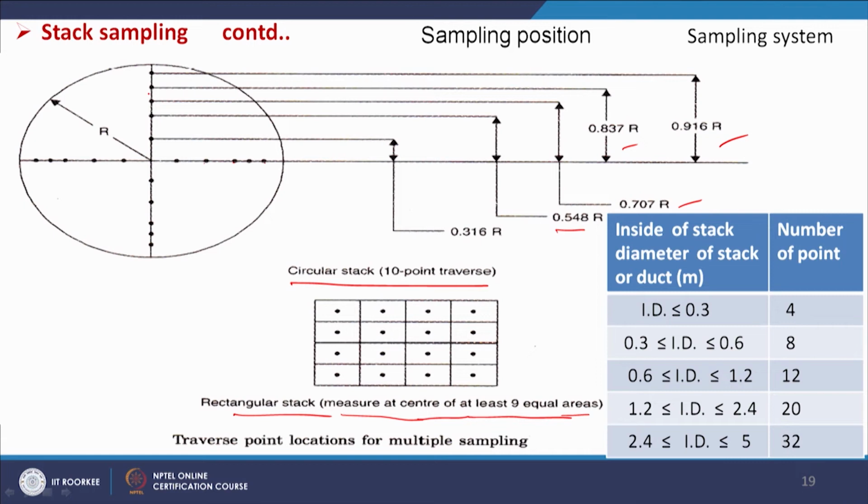Depending upon the diameter, how many sampling points we will fix, some guidelines are given for that. If the ID is less than 0.3 meter, then 4 points; if it is 0.3 to 0.6 meter, then 8 points; 0.6 to 1.2 it is 12 points; 1.2 to 2.4 that is 20 points; and 2.4 to 5 then 32. So, these are the guidelines. Certainly, experience also will help to collect the samples.